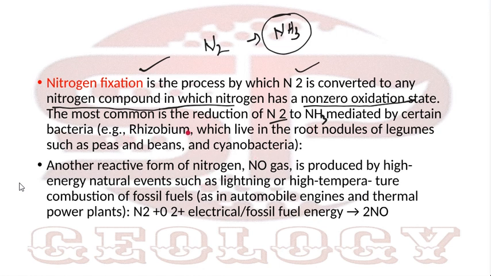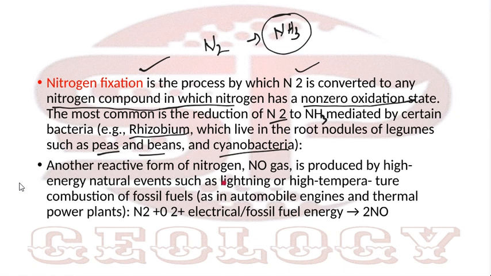There is rhizobium, like you can find in peas, beans, and cyanobacteria. Plants use nitrogen by converting it to NH3. So that's how nitrogen can be brought from the atmosphere to the surface by the nitrogen fixation process.